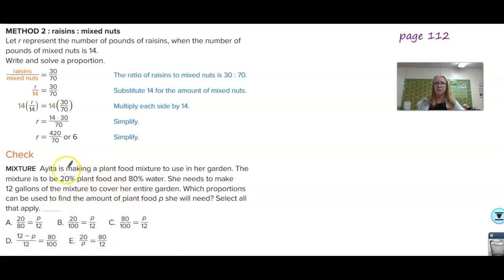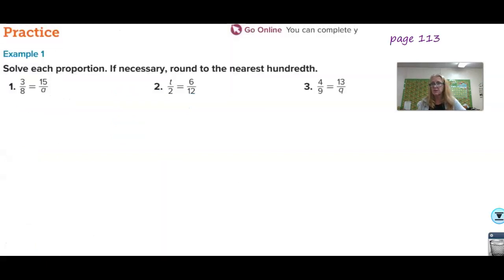Which of these following things would work if she was making a mixture of 20% plant food? I'm not going to ask you that. That is not even the fun part of proportions, so don't pay any attention to those. Okay, that brings us to our examples. I'm just going to do a couple of examples to finish off this video, and then I will do more examples in class.